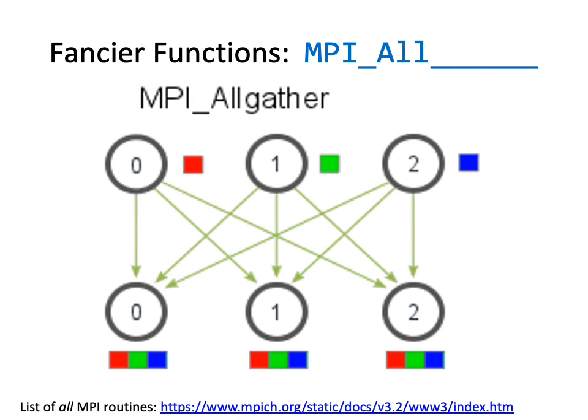There are also even fancier functions. When you use MPI_All and then gather, scatter, broadcast, reduce, etc., it will do a huge collective communication. So for instance, say I have 3 processes, 0, 1, and 2, and I start with red data in the red process, green data in 1, blue data in 2, and I want all of them to have all of that. I can use MPI_Allgather, and what that will do is send a little bit of data from each process, so that all the processes have a little bit of data from all of them.